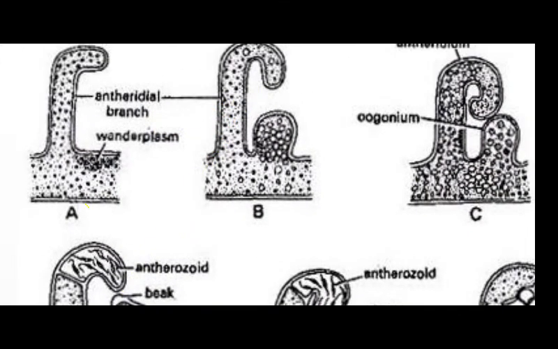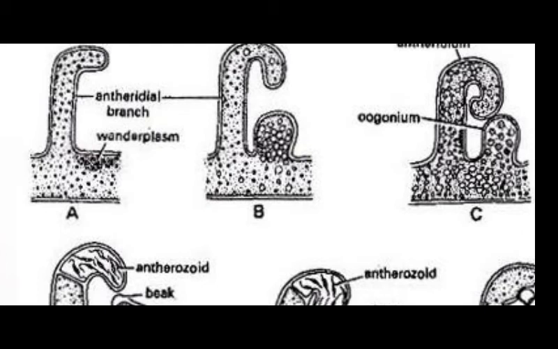Here, see the colorless mass of cytoplasm very near the antheridial branch, and this accumulated cytoplasm is known as wanderplasm. It is a bulging of the main filament. It acts as the oogonial initial.